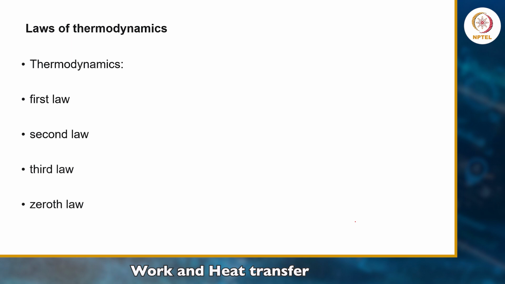Laws of thermodynamics. The first law is the energy conservation law. The second law says energy loss, which gives the concept of entropy. The third law says a perfect crystal should have 0 Kelvin temperature, so it gives the 0 Kelvin concept. And the zeroth law talks about equilibrium.